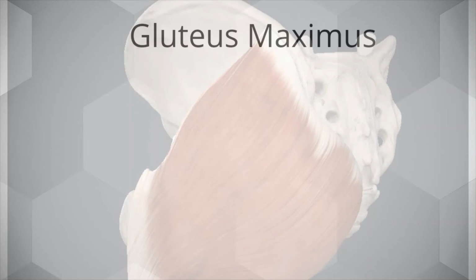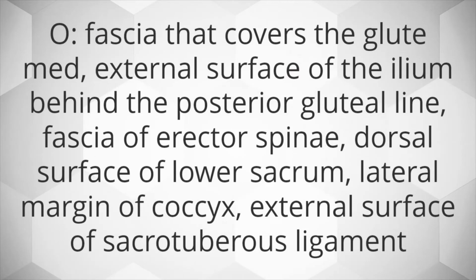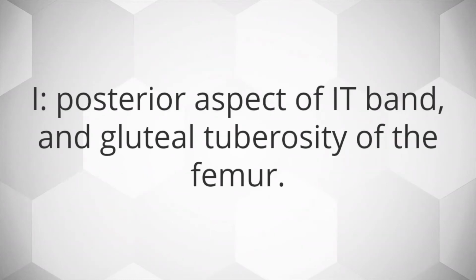Its origin is the fascia that covers the gluteus medius, the external surface of the ilium behind the posterior gluteal line, the common fascia of the erector spinae muscle, which is the extensor of the back, the dorsal surface of the lower sacrum, the lateral margin of the coccyx, and the external surface of the sacrotuberous ligament. The insertion is the posterior aspect of the IT band and the gluteal tuberosity of the femur.